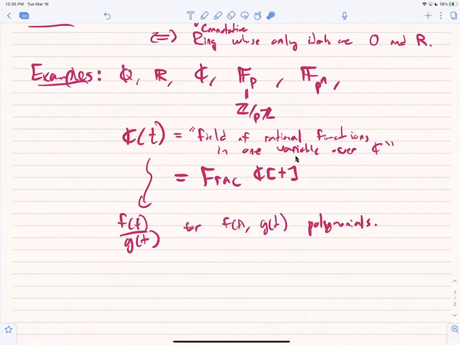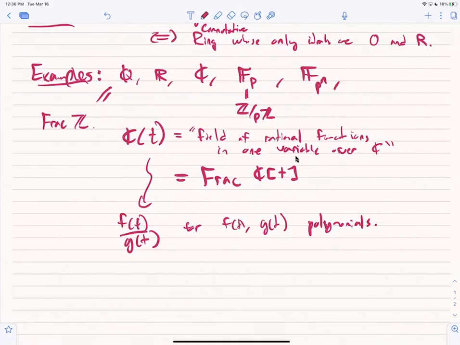So making sense of these as functions is a little bit subtle, at least from a classical perspective. Any one of them you can make sense of as a function on some subset of the complex numbers, but algebraically, as a field, you define it formally as the fraction field of this integral domain, just like Q is equal to the fraction field of Z. So you're formally inverting the non-zero elements.